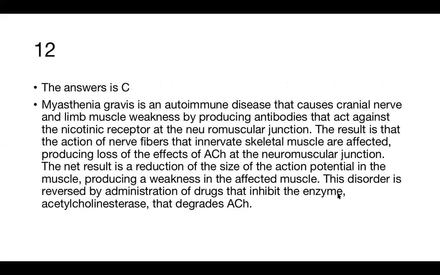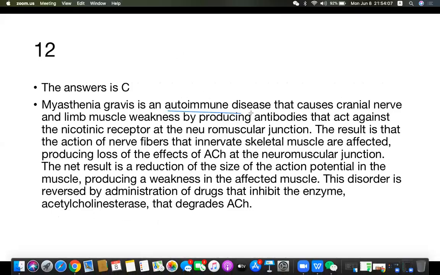Now, see here, I would like to show a little bit for the rest of the students, and we want to conclude today's class. This myasthenia gravis is an autoimmune disease. We all know that. It causes cranial nerve and limb muscle weakness by producing antibody that acts against the nicotinic receptor at the neuromuscular junction. And these antibodies are called, what is the name of that antibody?